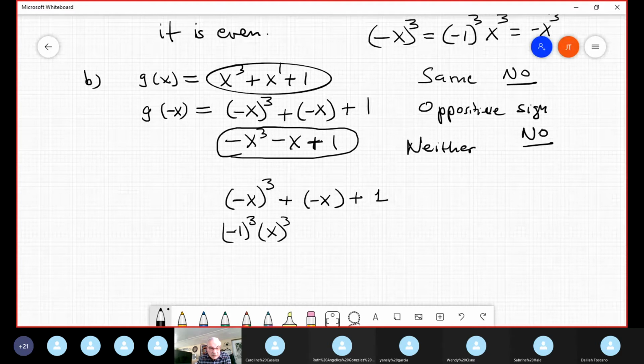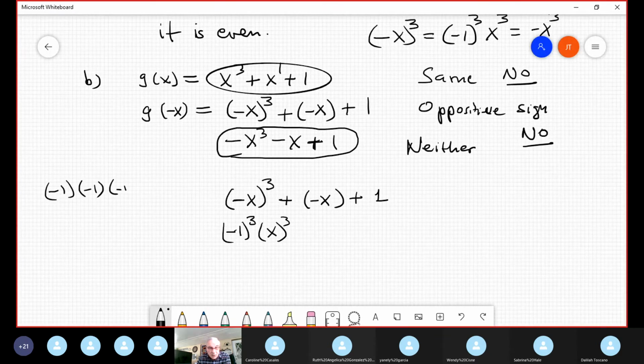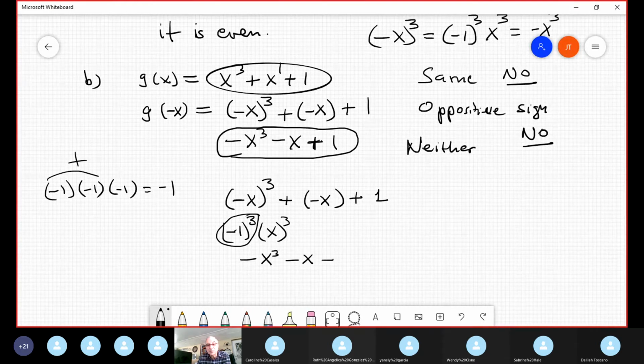Therefore, negative 1 cubic is negative 1 times negative 1 times negative 1. So we have 1, 2, 3 negatives, because negative multiplied by negative is positive, and positive and negative again is negative. This is negative 1, and this is a cube. And this is plus and minus, it's negative. And this is this plus. Got it? Yes, thank you.